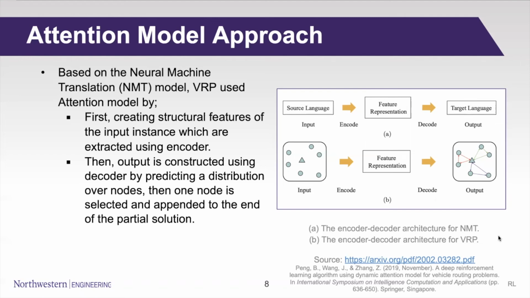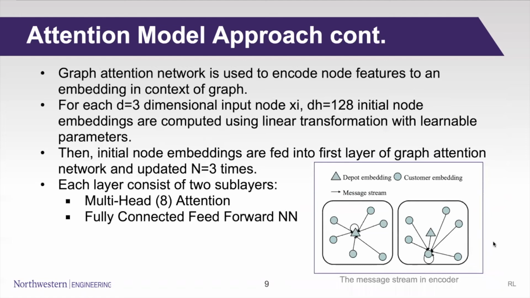In addition to the attention model, this paper also introduced a dynamic one, which I'll introduce in the upcoming slides. The way the attention model works is based on the graph attention network, which is used to encode node features and embeddings in the context of a graph. So it creates a very complex graphical structure. For each three-dimensional input node, 128 initial node embeddings are computed using a linear transformation with learnable parameters. The initial node embeddings are fed into the first layer of the graph attention network and updated 3 times. Each layer consists of 2 sublayers: multi-head attention and a fully connected feed-forward neural network.